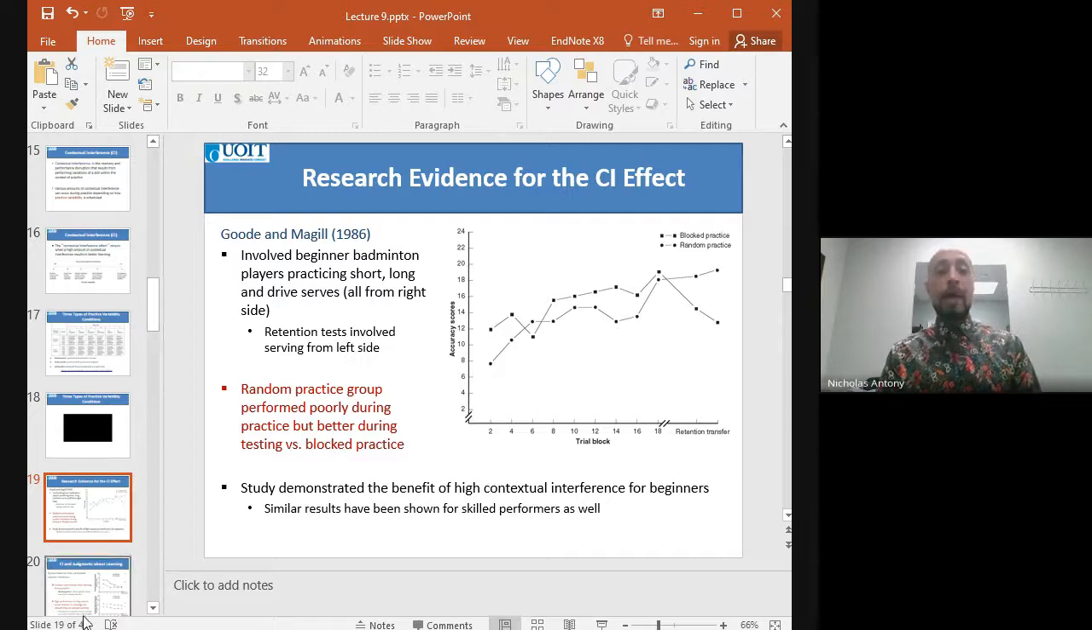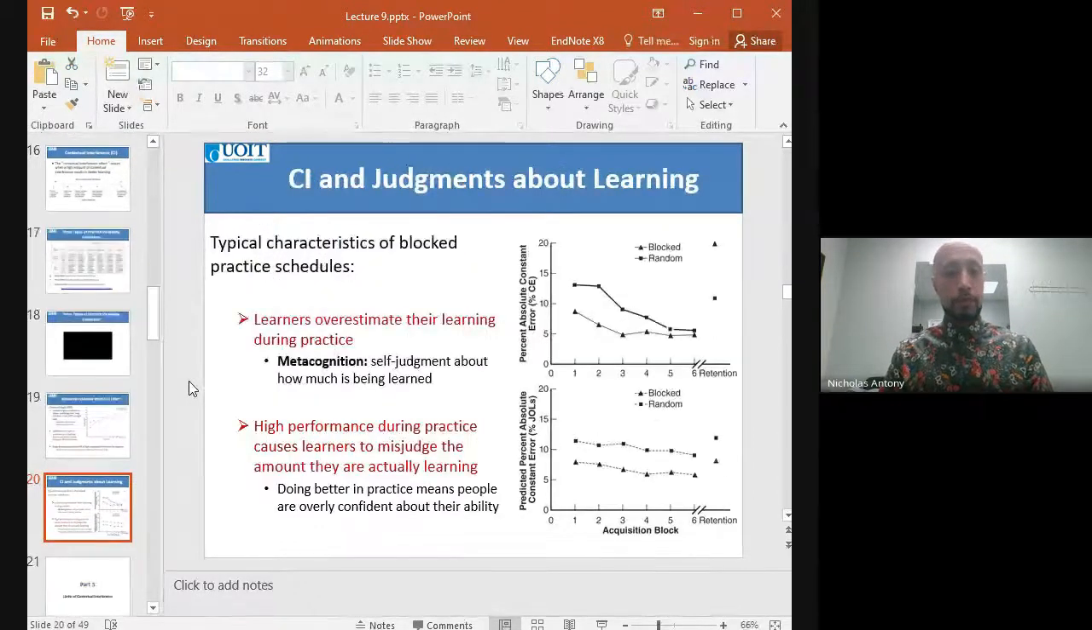This was a study that looked at teaching badminton to learners. We had beginner badminton players and they had them practicing short, long, and drive serves, so whatever that means, all from the left side of the court. And the test situation the next day would be serving from the left side. So it's a transfer test. And what they did was they compared random versus block practice, and the random practice group did better. So it supported high contextual interference for learning. Did I answer your question, Jessica?